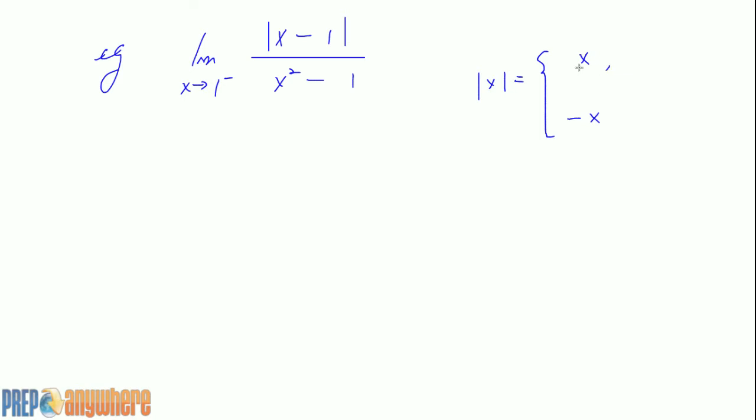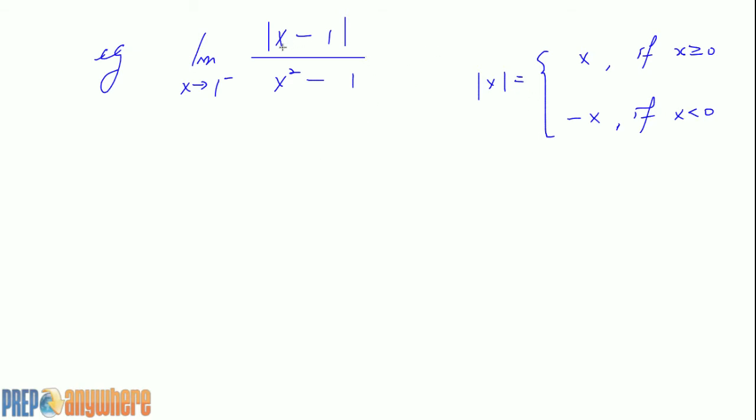Right? The absolute value of x is just plainly x, which means it does nothing to x if x is greater than or equal to 0. If x is negative, it's minus x. So what it does is it takes the number and multiplies by -1 to turn it into a positive number.